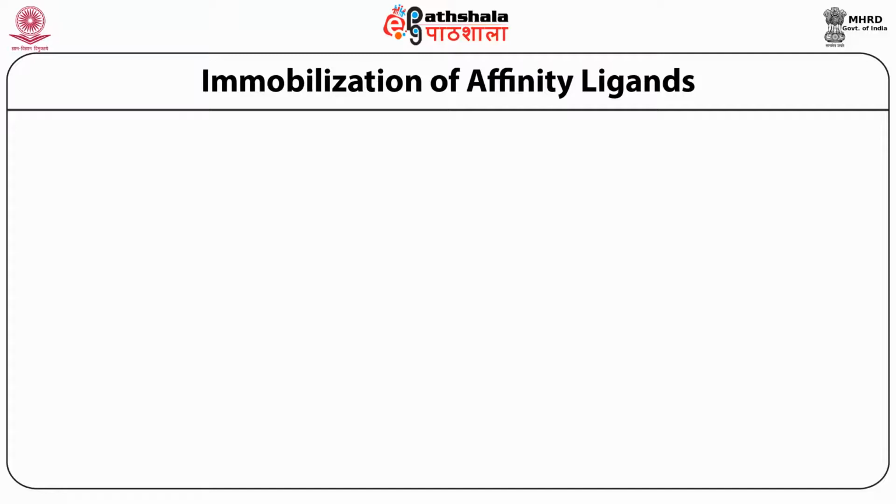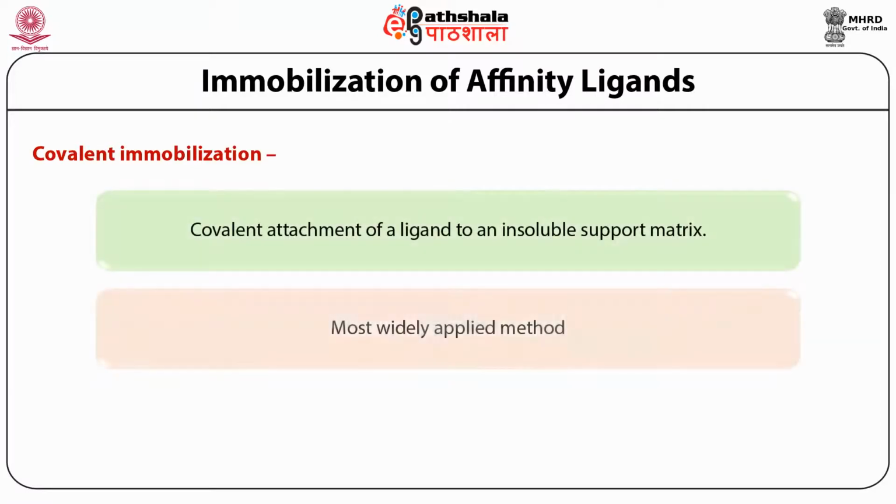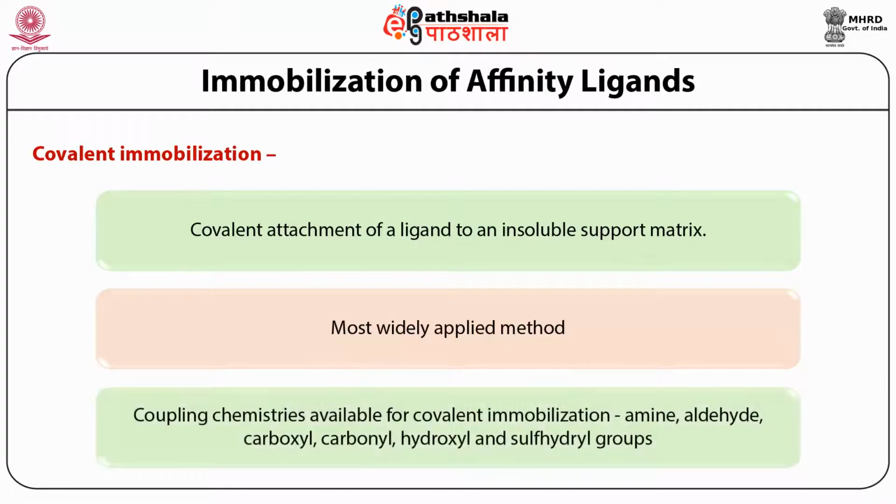An affinity ligand specific for a target molecule can be attached covalently to a solid support matrix in the case of covalent immobilization. Covalent immobilization is one of the most widely applied methods to attach an affinity ligand onto a matrix. Various coupling chemistries for covalent immobilization of ligands to the matrix may include amine, aldehyde, carboxyl, carbonyl, hydroxyl, and sulfhydryl groups, which can efficiently link ligands onto a support matrix.